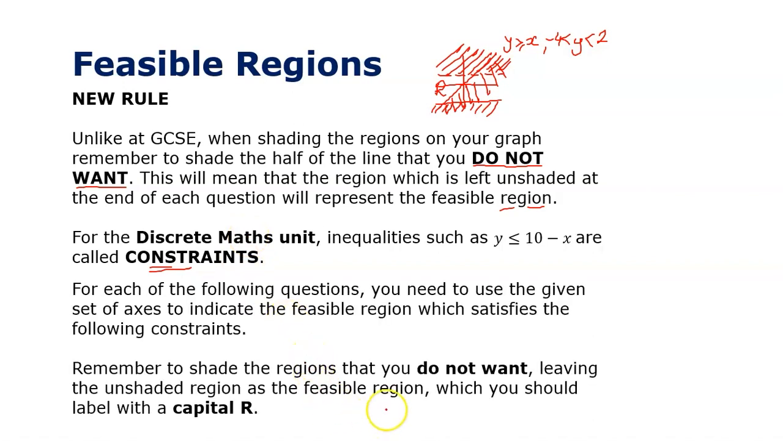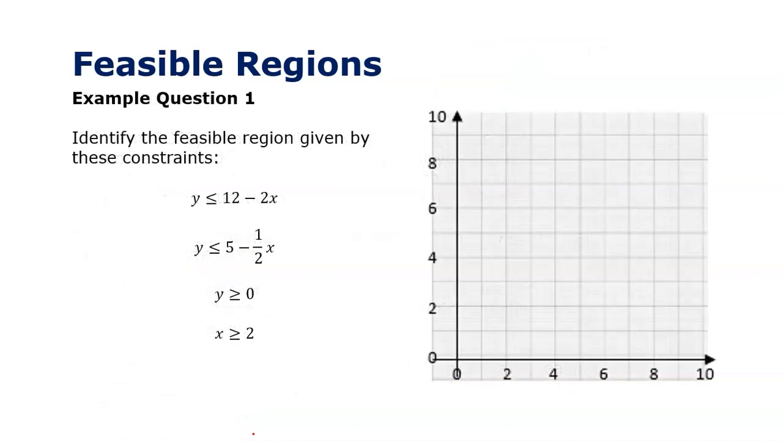And just remember, we're going to draw these graphs, but do try to remember: shade the bit that you do not want, and then just put a big capital R for the bit that you do want, it's left over. So let's do a question, and you'll soon get to grips with this, I hope. Identify the feasible region given by these constraints.